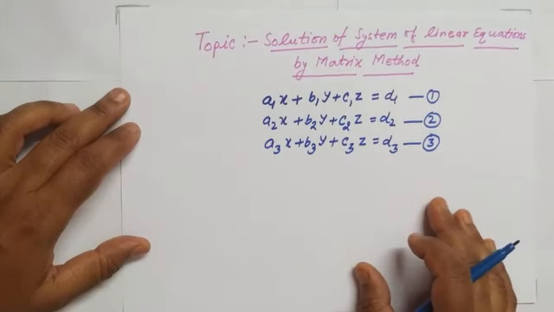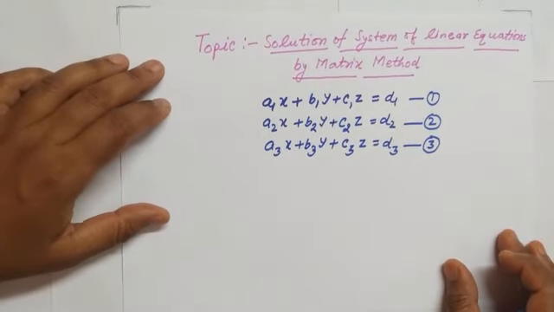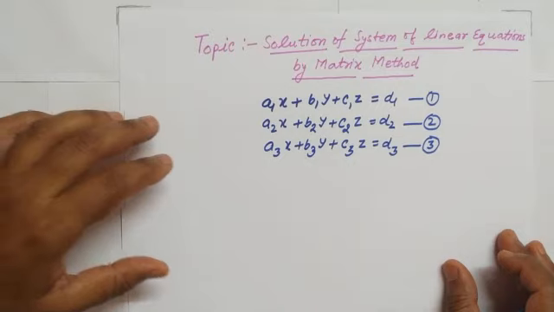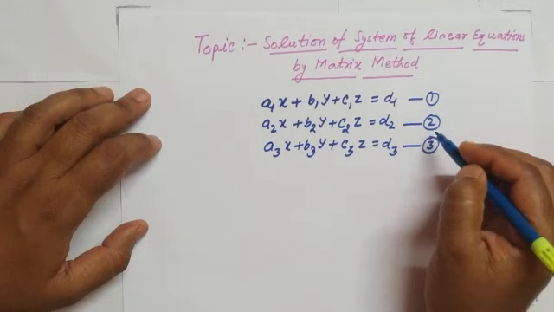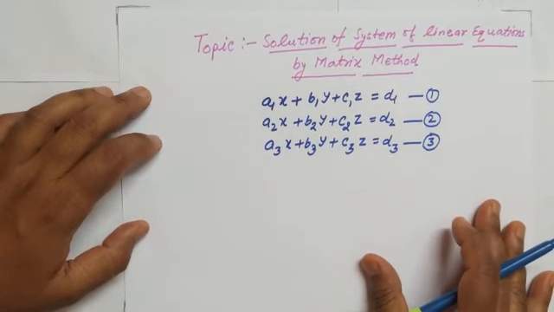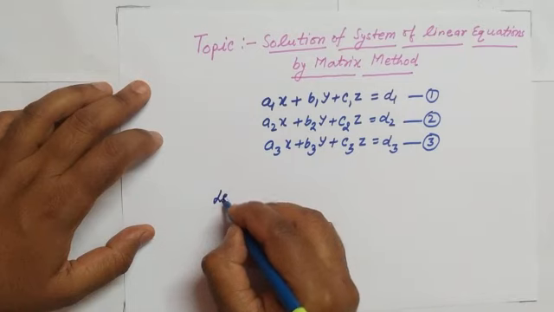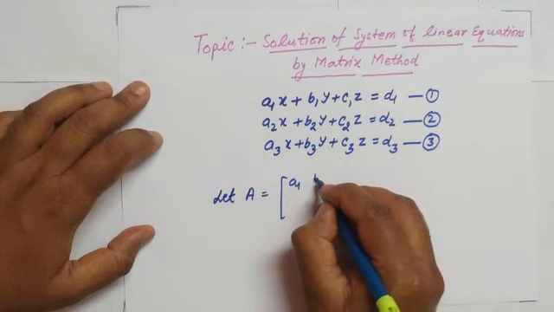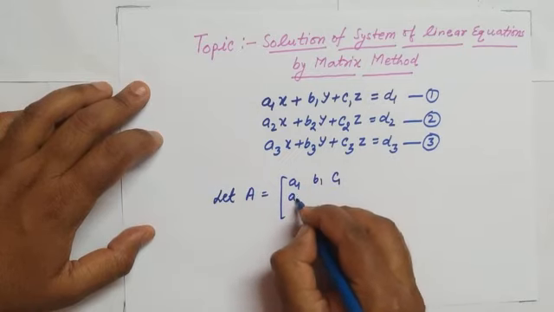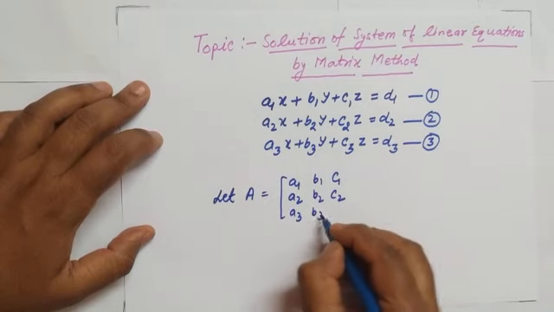Dear students, today we are going to learn how to solve a system of linear equations by the matrix method. There are three equations, first, second and third. These three equations are linear equations and you have to solve them with the help of the matrix method. Now we can write this. Let A be equal to A1, B1, C1, A2, B2, C2 and A3, B3, C3.